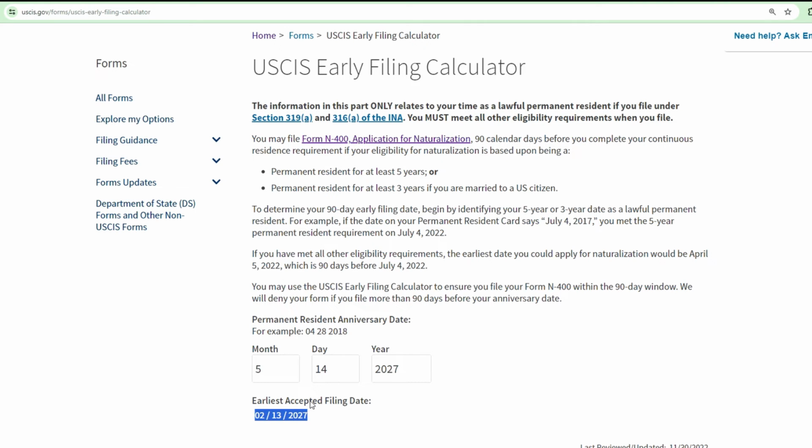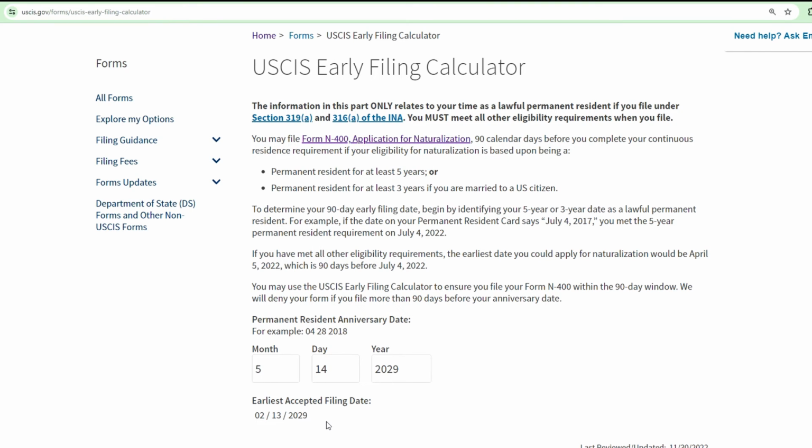If you are going to get your citizenship 5 years after you became a permanent resident, then you're going to add 5 years to 2024, and that's 2029. If you add 5 years to 2024, it's going to be May 14, 2029. And the earliest date you can file for your citizenship or your naturalization is February 13, 2029. So as you can see, it's very, very easy for you to calculate it.